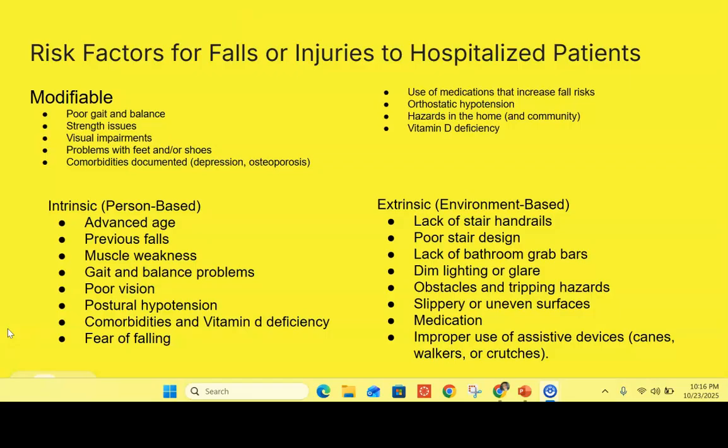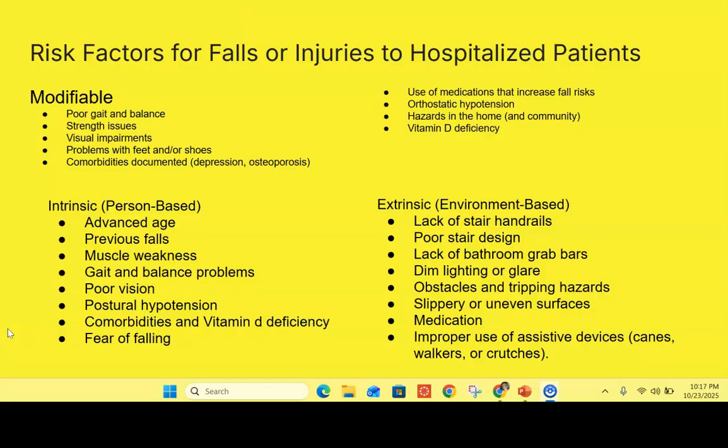So in this slide, I'm talking about risk factors for falls or injuries to hospitalized patients. So we're going to go through some modifiable actions or things. Example, poor gait and balance can be modified to improve and decrease the possibility of a fall or injury. Strength issues, right, like providing PT to strengthen the patient's muscles to help improve and then reduce the risk for falls.